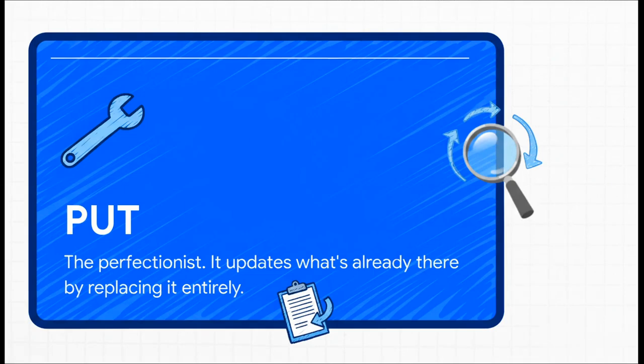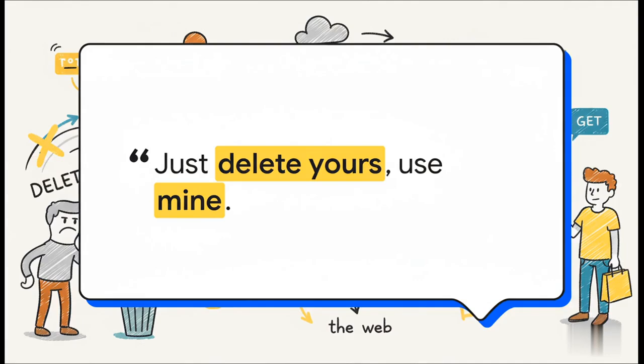Okay, so now let's meet PUT. PUT is our perfectionist. It's not about creating new things. It's about updating what's already there. But here's the catch. PUT has a very particular style. It replaces the entire thing. This quote right here, it just captures the blunt, all-or-nothing nature of PUT so well.